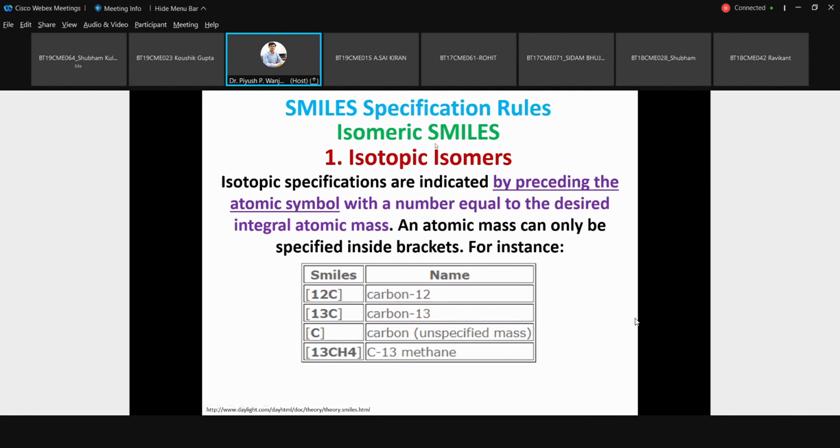Now, one of the last complicated things to mention, you can have so many isomers. First you can have isotopic isomers, like carbon 12 or carbon 13. If you want to represent the atomic mass of carbon 12, you can write it as 12C in square brackets. So specifically you are mentioning this is the carbon with atomic mass of 12. Similarly, the other things you can specifically mention.